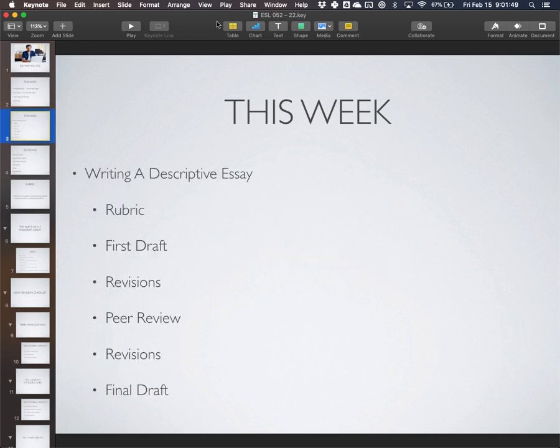Okay, so this week we're doing our writing, a descriptive essay. That's our writing project. Finish it up. We talked about the rubric, the first draft and revisions and things like that. Today we're going to do a lot about the peer review. We're going to do a peer review, and then revise that, and then your final draft is due tonight.